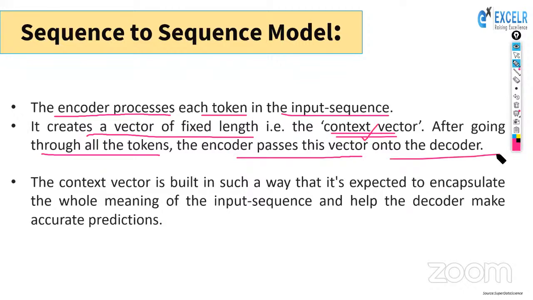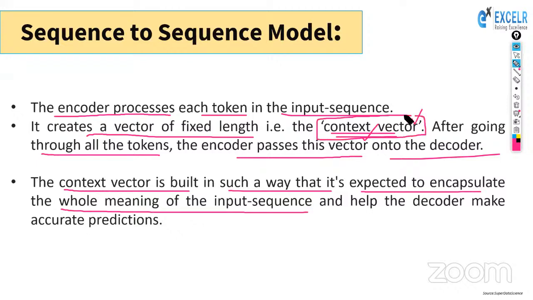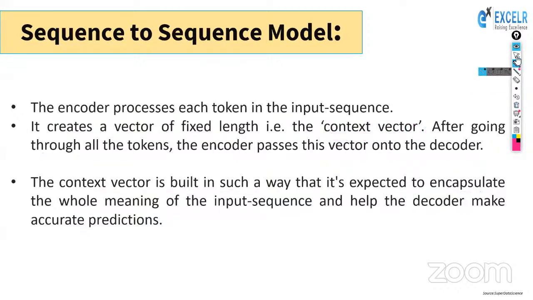Right. So for the decoder, what is the input? This context vector. Now the context vector is built in such a way that it's expected to encapsulate the whole meaning of the input sequence. So actually this context vector is a numerical representation of your input data. And the representation is done by the encoder in such a way that most of the context or the meaning present in the input sequence is encapsulated in this numerical representation. And that will help the decoder to make the accurate prediction. Right?